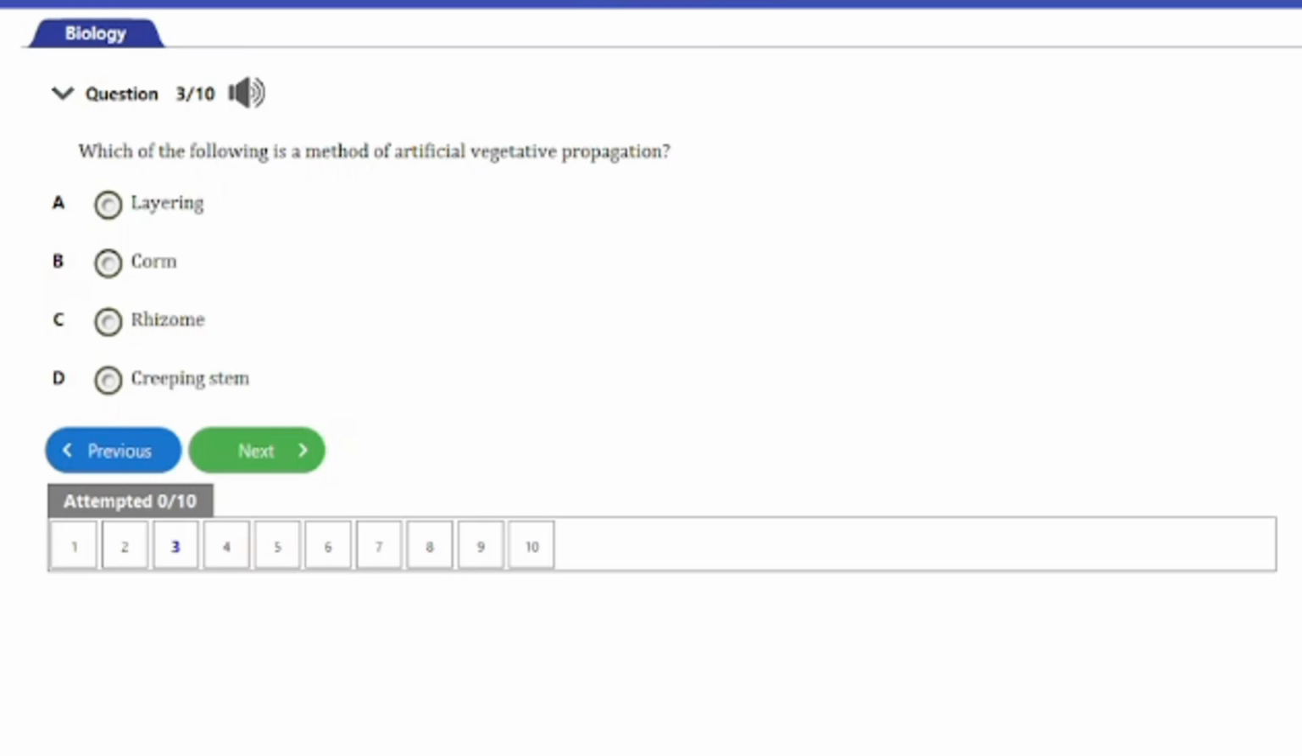That's question number 3 here, guys. It says, which of the following is a method of artificial vegetative propagation? We have A, layering, B, corn, C, rhizome, and D, creeping stem. So guys, the answer to this question here is option A, and that's layering. So let's go ahead and consider the next question.